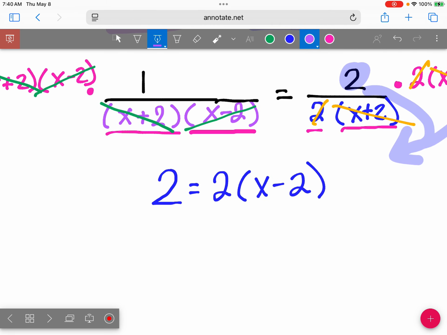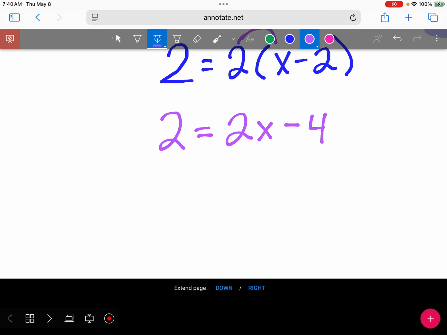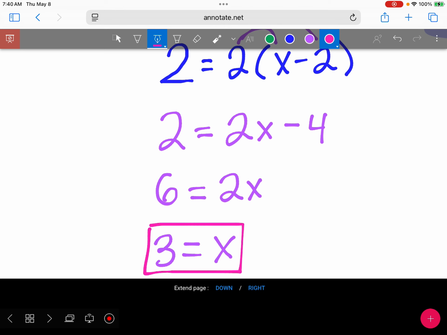So our next step is that we do need to distribute this. We're going to take our 2 times x, which is 2x, and 2 times minus 2 gives us a minus 4. What do we do next? Add the 4. Add 4 to both sides. We're going to get 6 equals 2x. So what does x equal? 3. So we got all the way down to our solution of x equals 3.